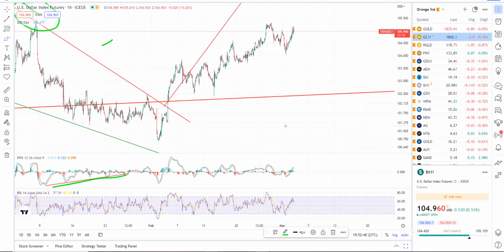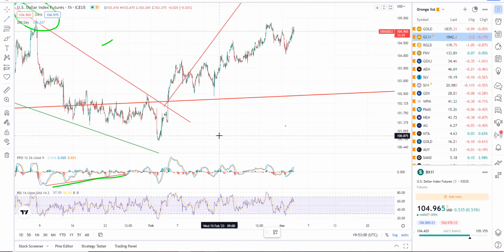And I know a lot of people ask me to do analysis on the dollar. Here's the dollar futures. We're looking at the weekly chart. Now, again, a lot of people think that the dollar moving up is bearish for gold, and the inverse is true. And for the most part, that is typically how it is. But there are times of disconnect for sure.